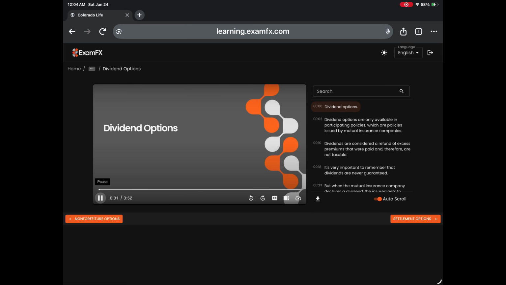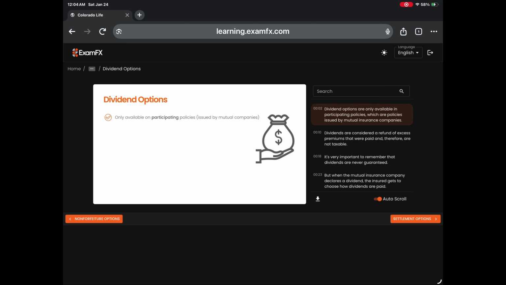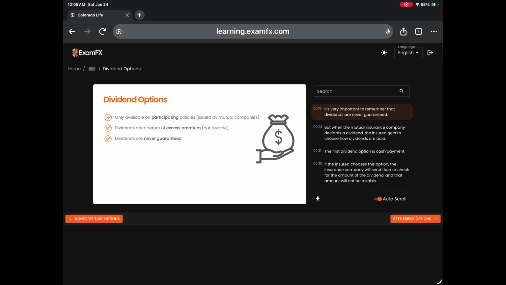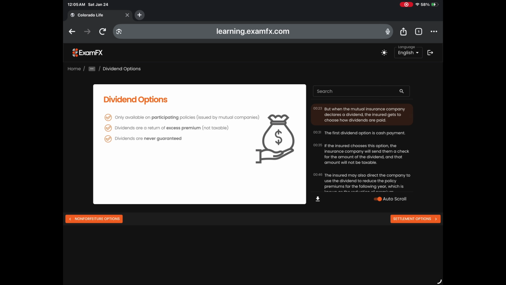Dividend options. Dividend options are only available in participating policies, which are policies issued by mutual insurance companies. Dividends are considered a refund of excess premiums that were paid and therefore are not taxable. It's very important to remember that dividends are never guaranteed, but when the mutual insurance company declares a dividend, the insured gets to choose how dividends are paid.